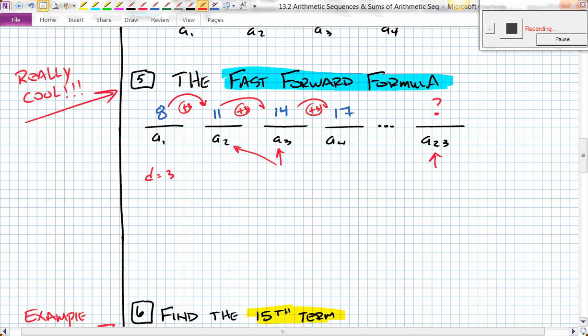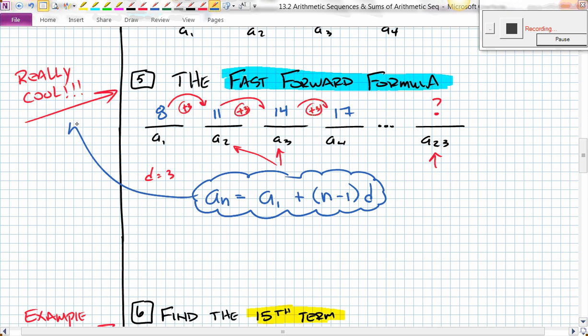It turns out that the fast-forward formula, for any n-th term you want, a sub n, is equal to the very first term plus n minus 1 times that common difference. So this is really, really cool. All right, let's apply that.